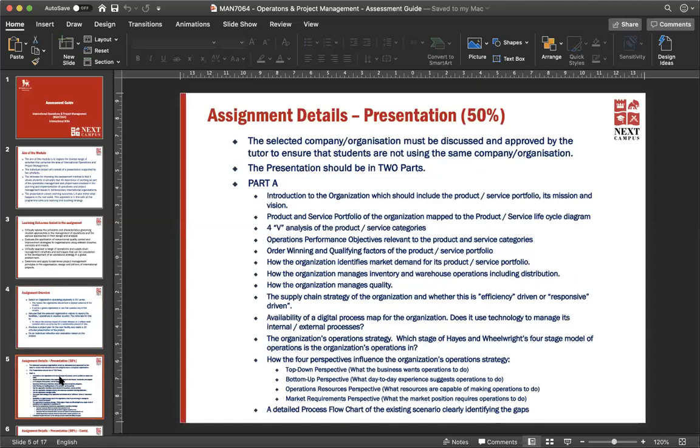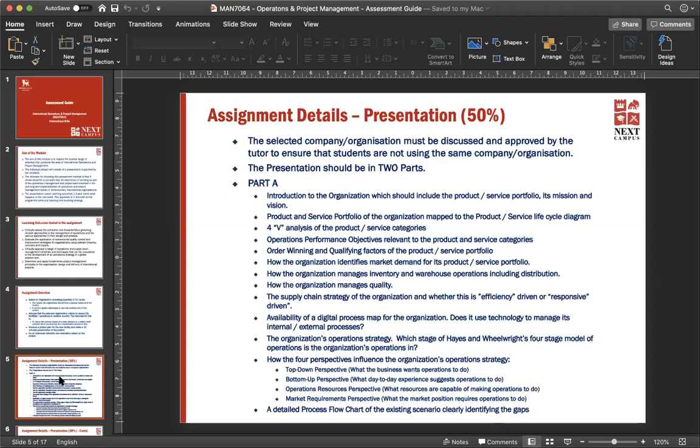Can you see this? It should be there in the Moodle. Those who have access to the Moodle, you can download that. So these are the assessment details, right? Your presentation should be in 2 parts. Now this is very clear, and it's very clearly explained as to the expectation from your presentation.